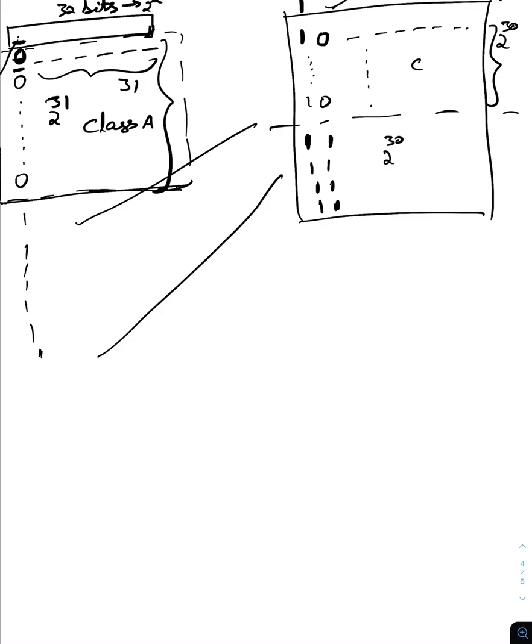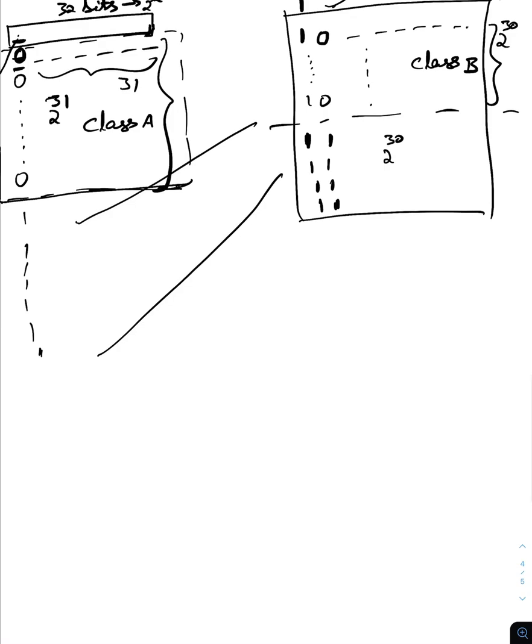So same, 2 power 30. This they call class B. Again, this box, whatever we have here, they have taken it to explain class C.